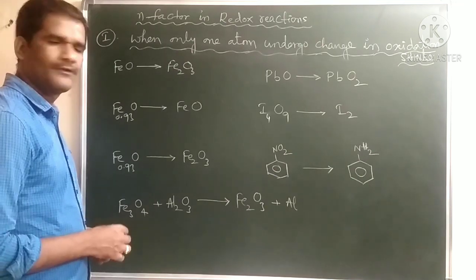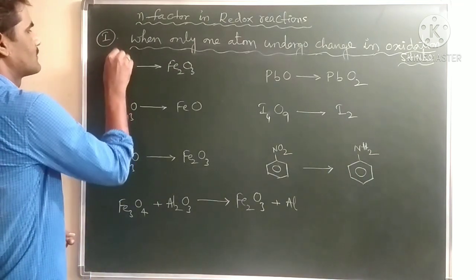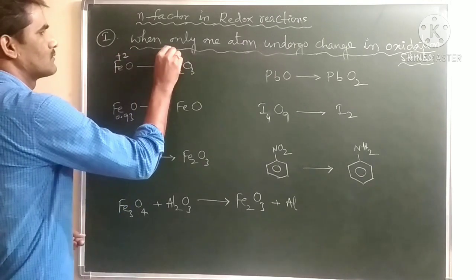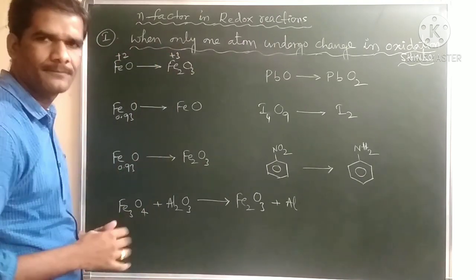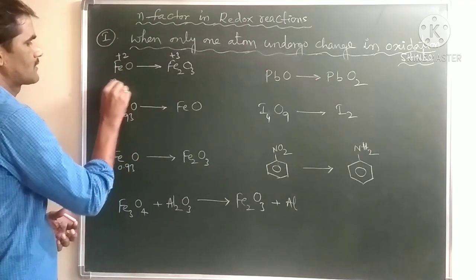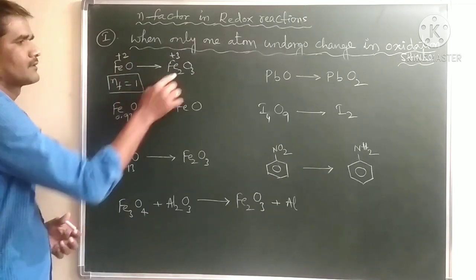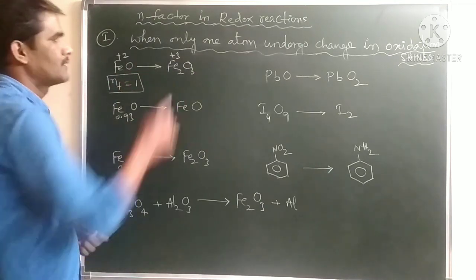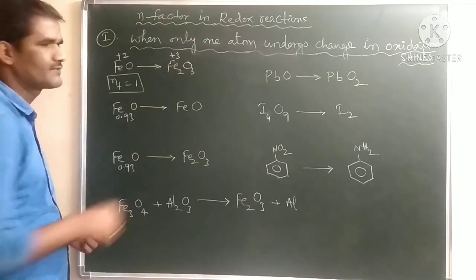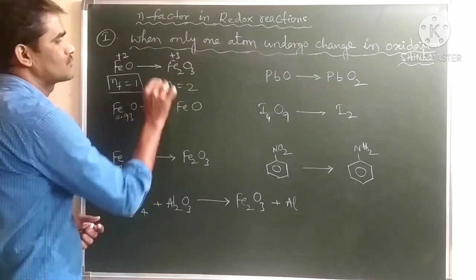Okay, we will check a few more examples here. Iron oxide, plus 2 to plus 3. Now the N factor for iron oxide here, plus 2 to plus 3, is 1. So N factor is 1. For Fe2O3, plus 3 to plus 2, again the change is 1 but 2 iron atoms are there, so N factor is equal to 2.